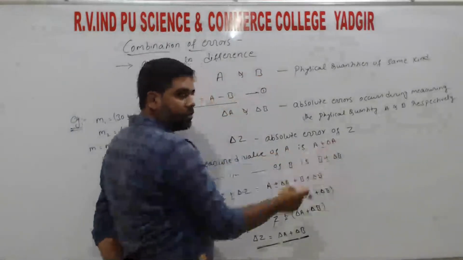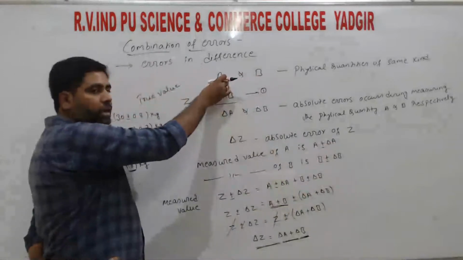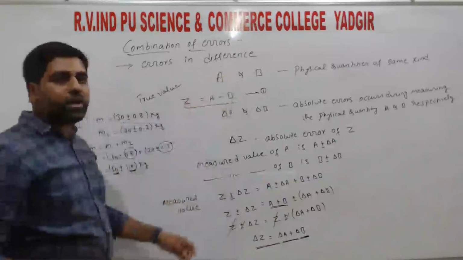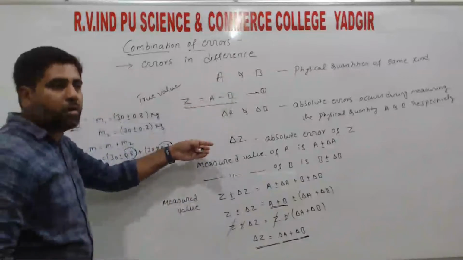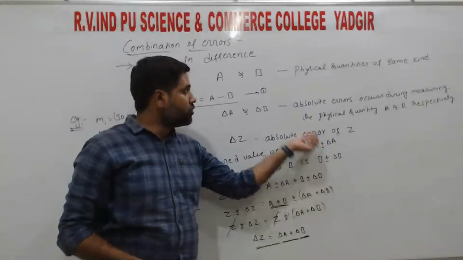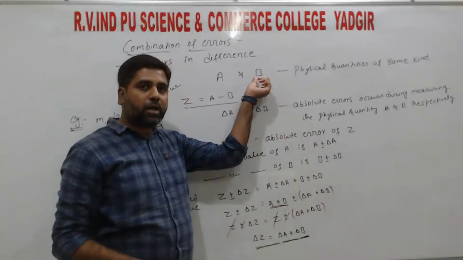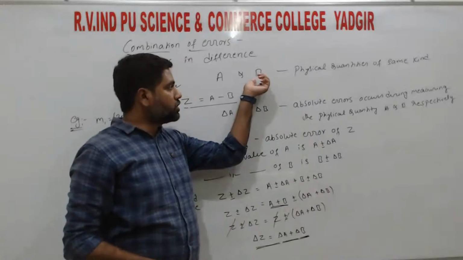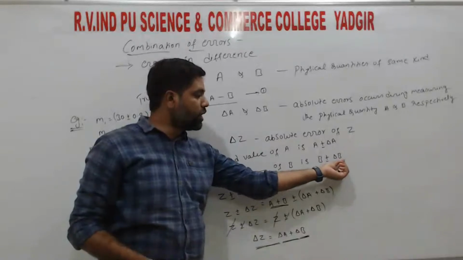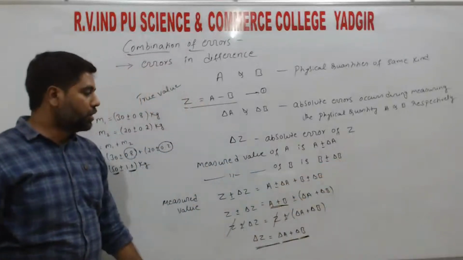So whenever we measure any individual physical quantity, there will be errors. So the error value can come as plus or minus. Here also we take plus or minus. So in the same way, if we measure the physical quantity B, here also errors occur. So that error is, we take the measured value as B plus or minus delta B, right?